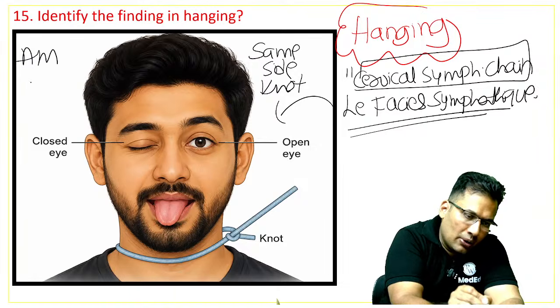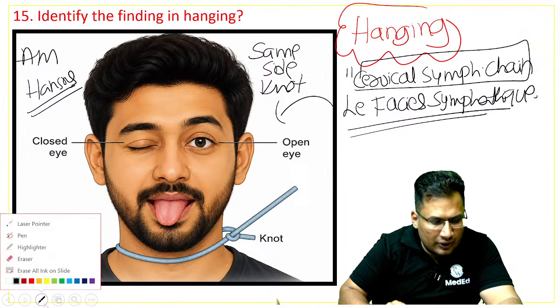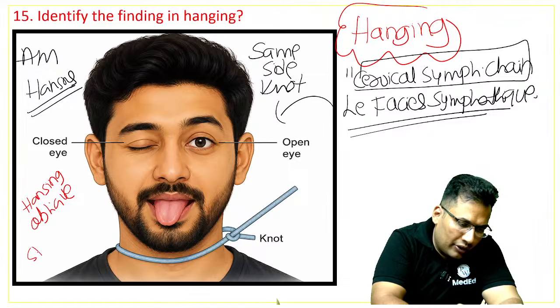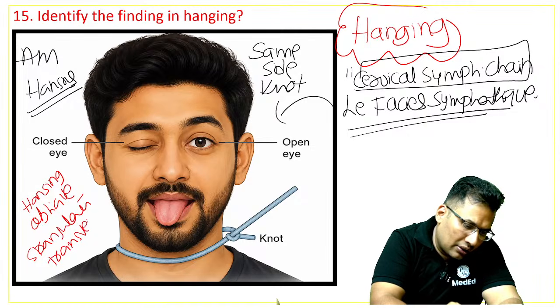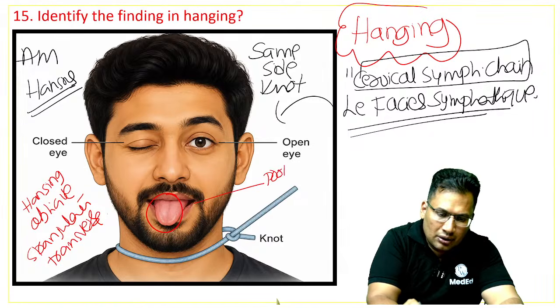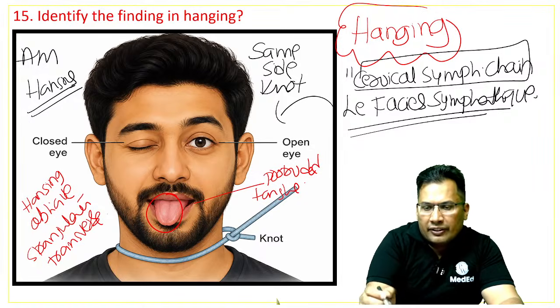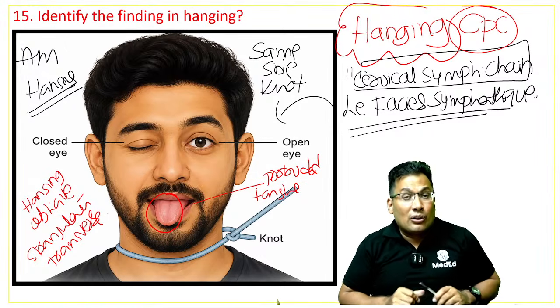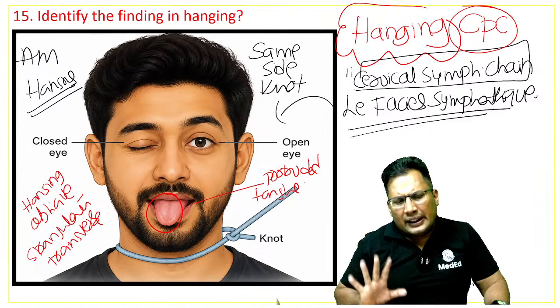Can be a feature of antemortem hanging. And one more point, try to memorize. In case of hanging, oblique ligature mark. In case of strangulation, transverse ligature mark. Okay. Protruded tongue is a feature. The common features are CPC: congestion, petechial hemorrhages, and also cyanosis. 3 marks question in exam.